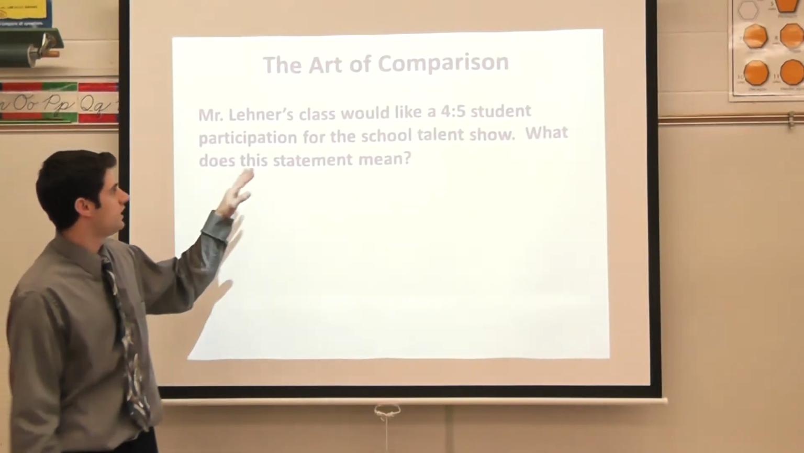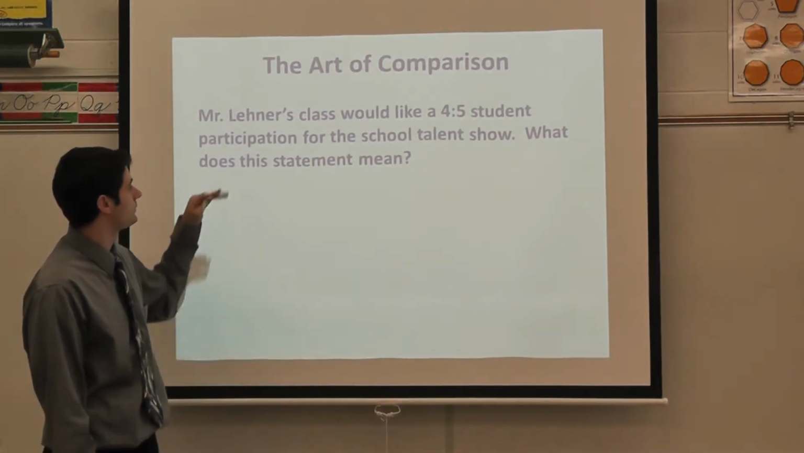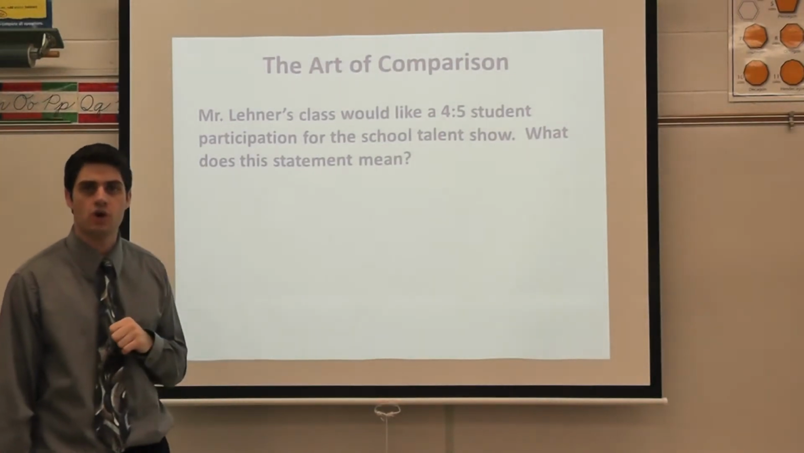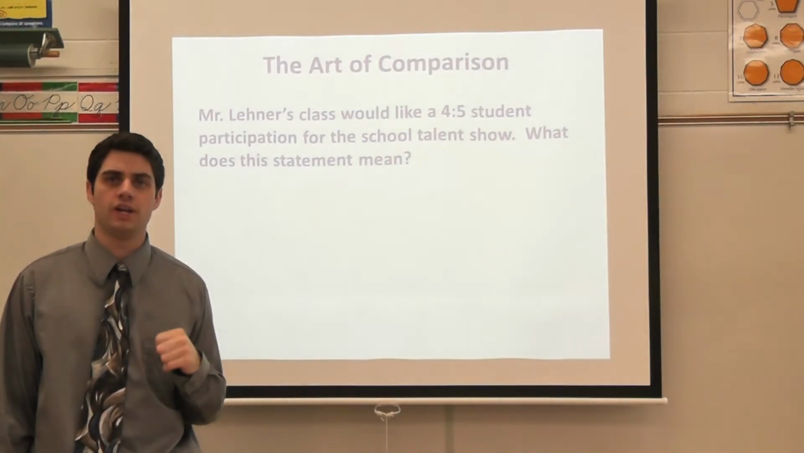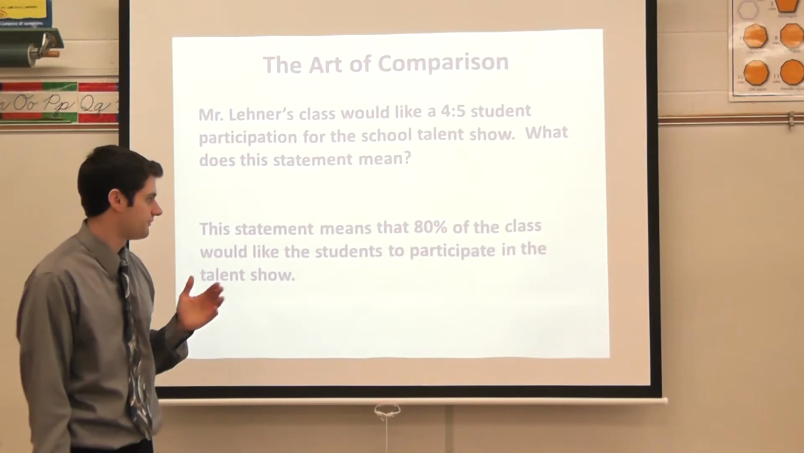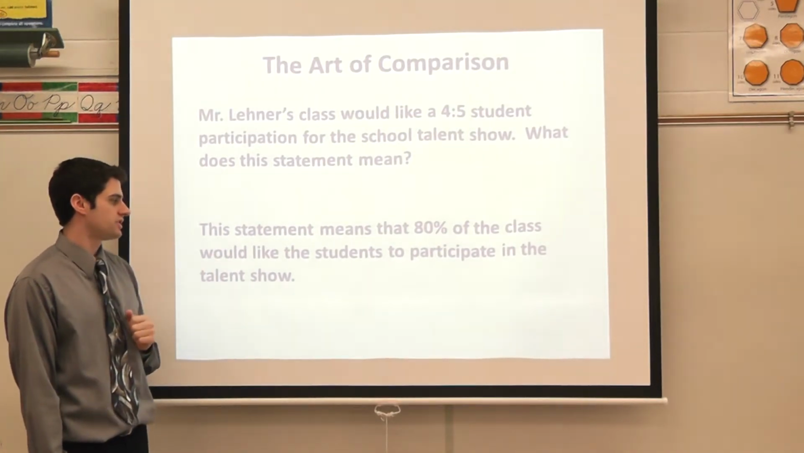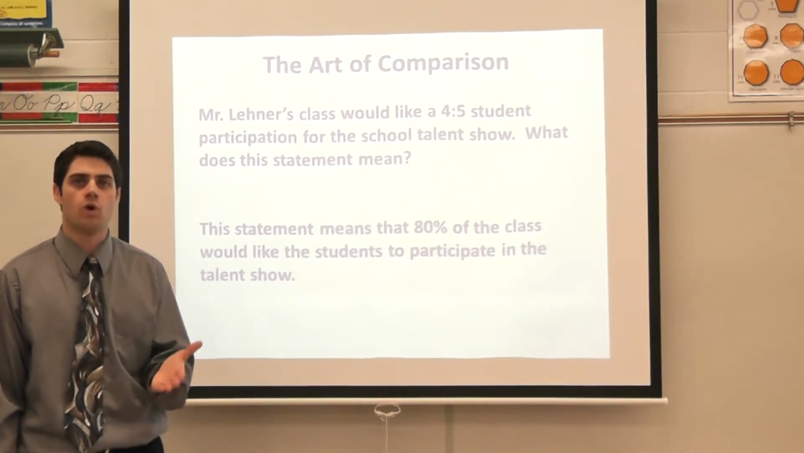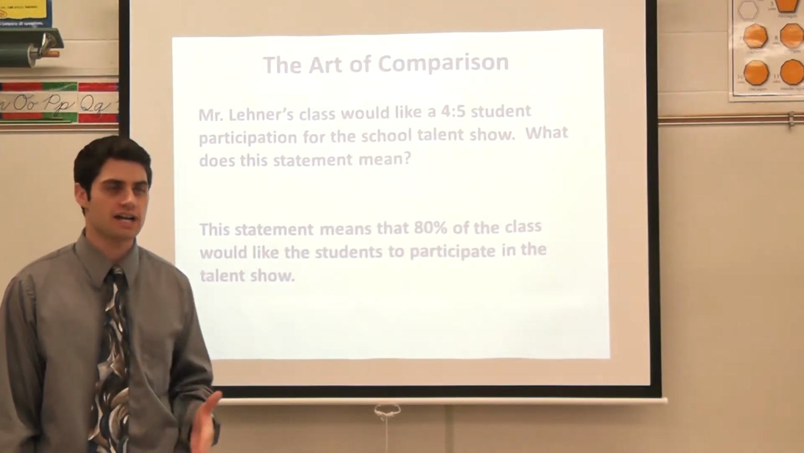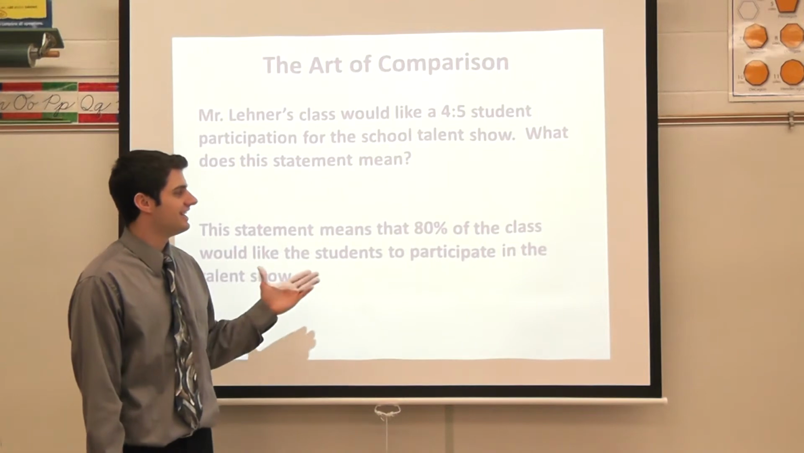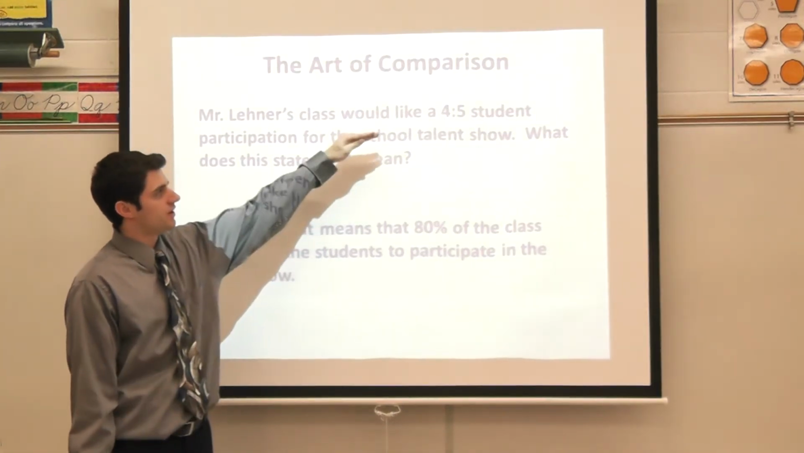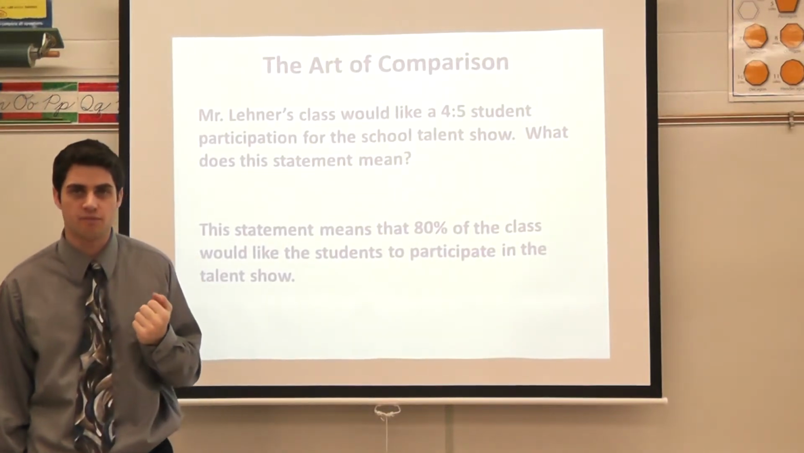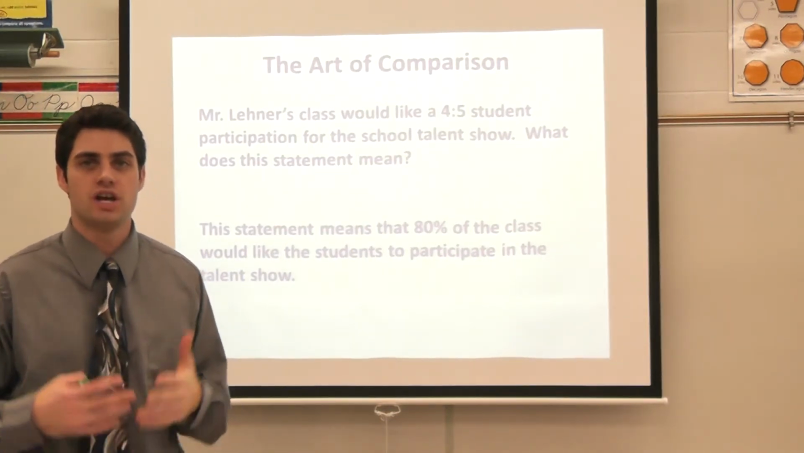Okay, if my class would like a 4-to-5 student participation for the school talent show, I'm going to look at that ratio, 4-to-5. When I think of 4-to-5, what does that mean? This statement means that 80% of the class would like the students to participate in the talent show. 4 out of every 5 students in the class would like the students to be in the talent show. So again, I looked at my ratio up there, or my fraction, and I turned it into a percent. I'm trying to make sense of these different situations.